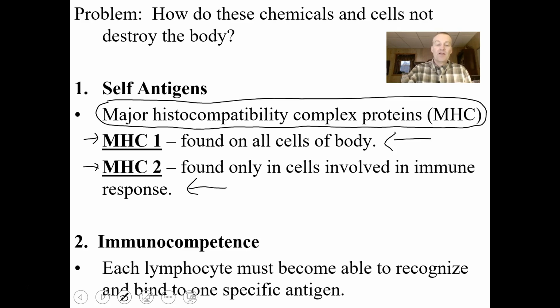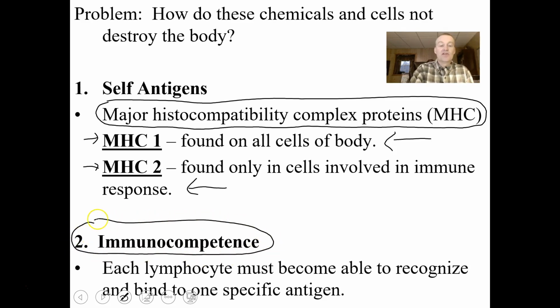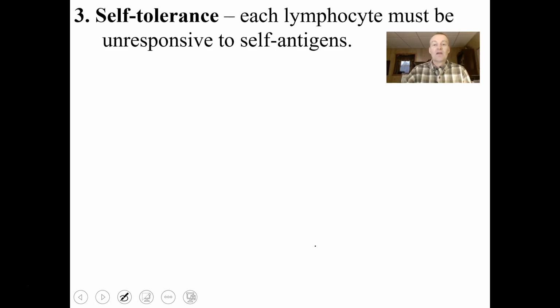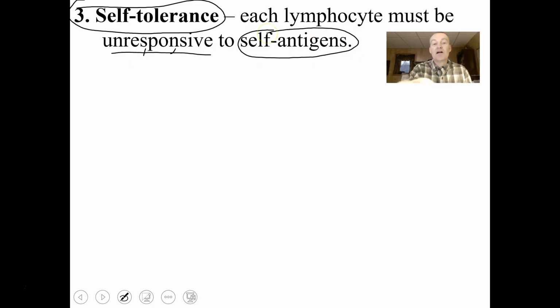Another concept that helps us understand how these immune system cells don't kill us is called immunocompetence. Each lymphocyte has to be able to recognize and bind to only one specific antigen. This is called immunocompetence. And then lastly, we have self-tolerance. Self-tolerance is where each lymphocyte must be unresponsive to self-antigens. So anything that you produce in the body, these lymphocytes cannot respond to it. If they did respond to it, then you'd have an autoimmune reaction and there would be destruction of your body.